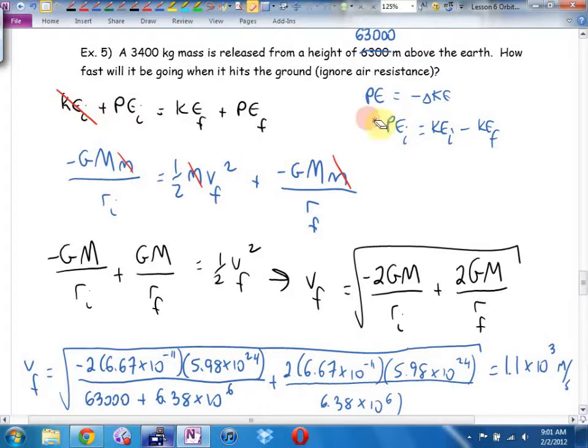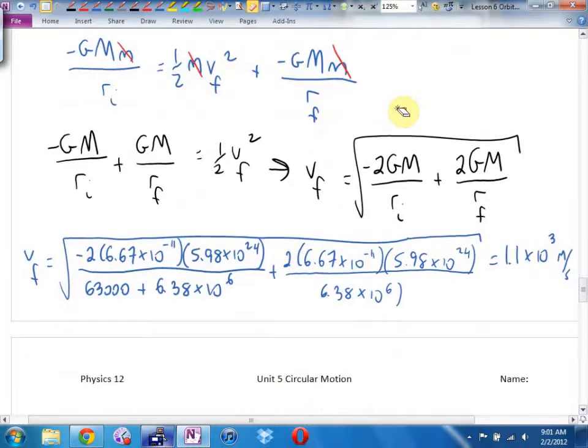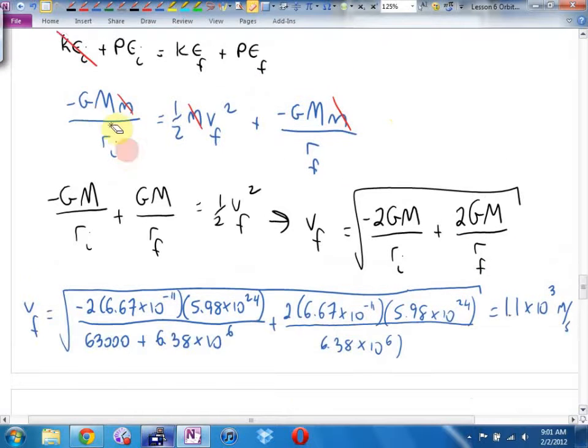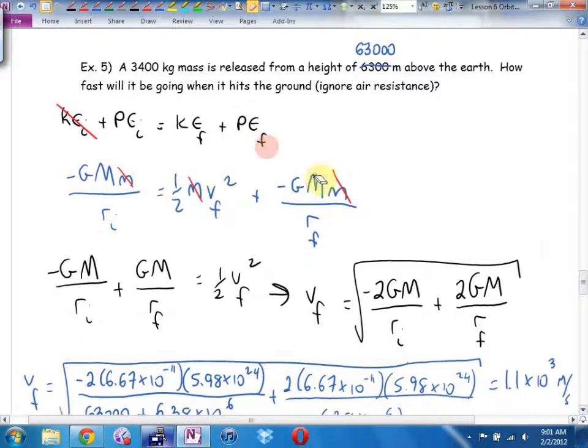Moving pretty fast. Now, how do I know for this one that it's not a work question? Do you notice there's a change in the height and we're wanting a final speed? It's not saying how much work. How do I know this isn't an orbital radius FG equals FC question? Because there's a change in height and we're not in orbit.